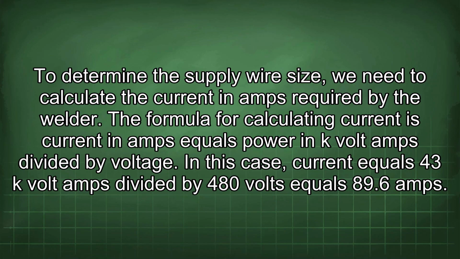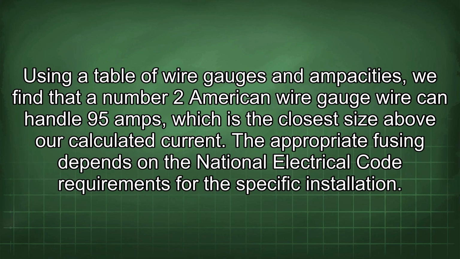To determine the supply wire size, we need to calculate the current in amps required by the welder. The formula for calculating current is current in amps equals power in kVA divided by voltage. In this case, current equals 43 kVA divided by 480 volts equals 89.6 amps. Using a table of wire gauges and ampacities, we find that a number 2 American wire gauge wire can handle 95 amps, which is the closest size above our calculated current.